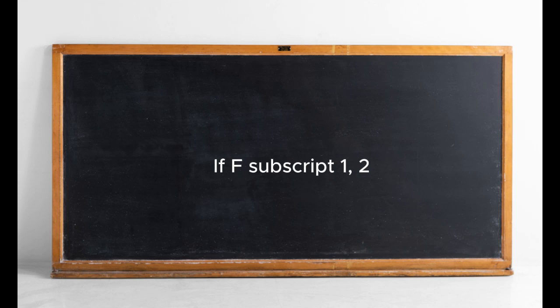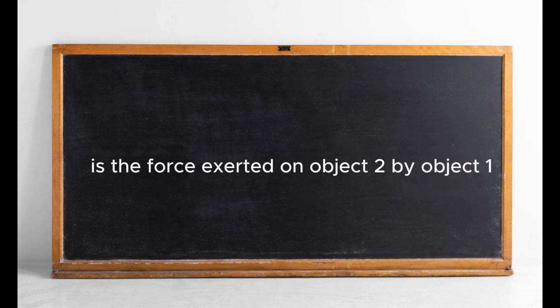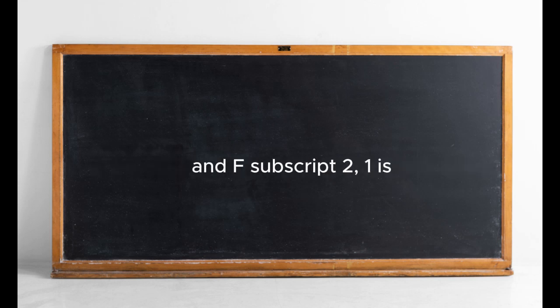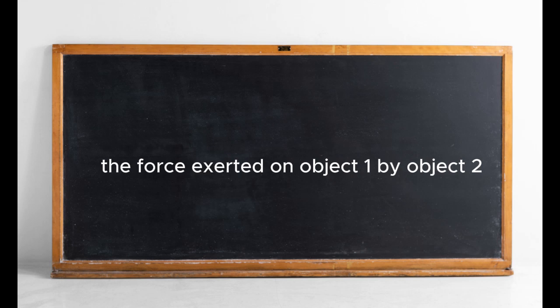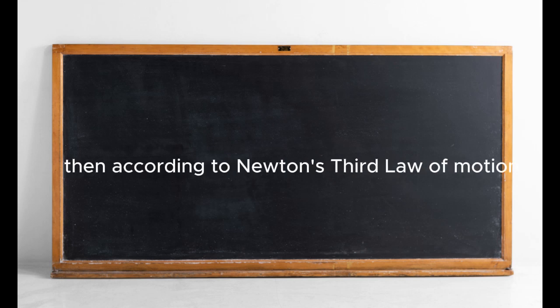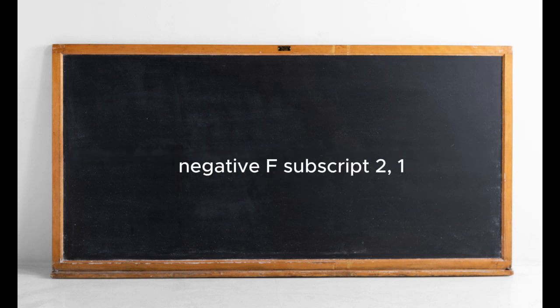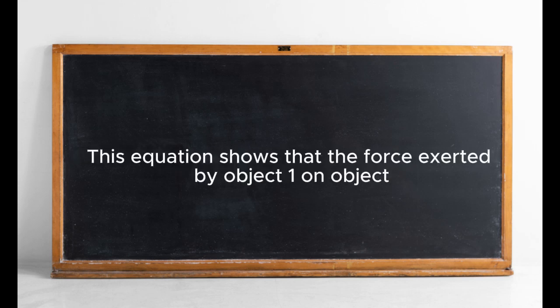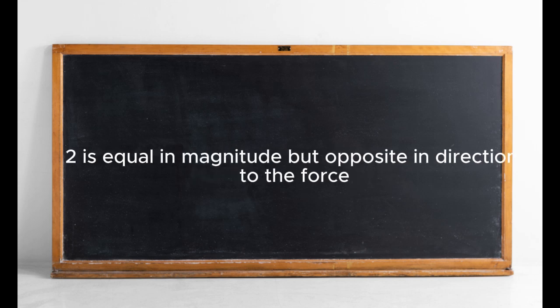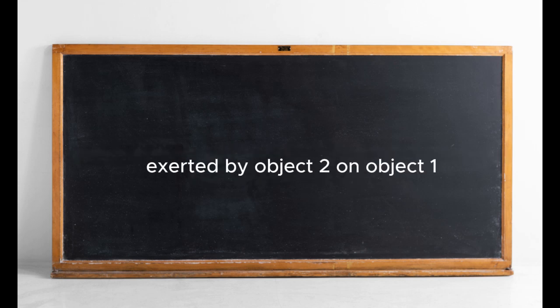Let's see the formula for Newton's third law of motion. If F subscript 1,2 is the force exerted on object 2 by object 1, and F subscript 2,1 is the force exerted on object 1 by object 2, then according to Newton's third law of motion, the following equation holds true: F subscript 1,2 equals negative F subscript 2,1. This equation shows that the force exerted by object 1 on object 2 is equal in magnitude, but opposite in direction to the force exerted by object 2 on object 1.